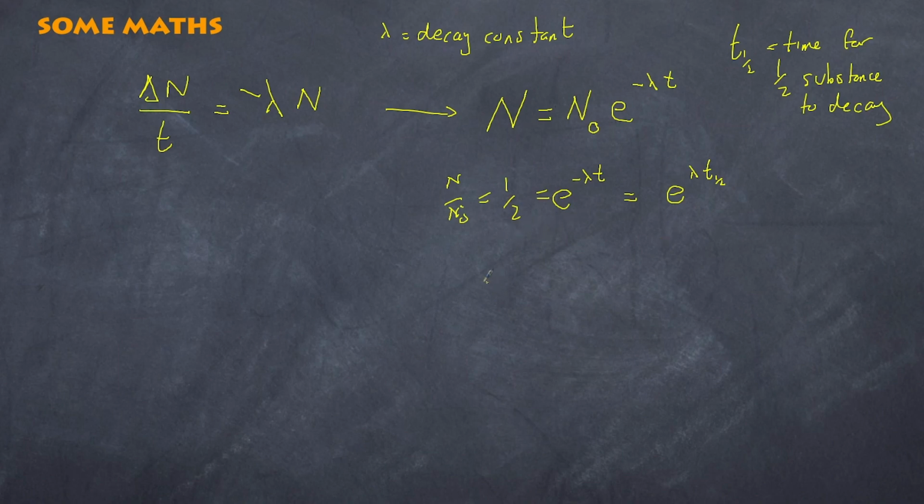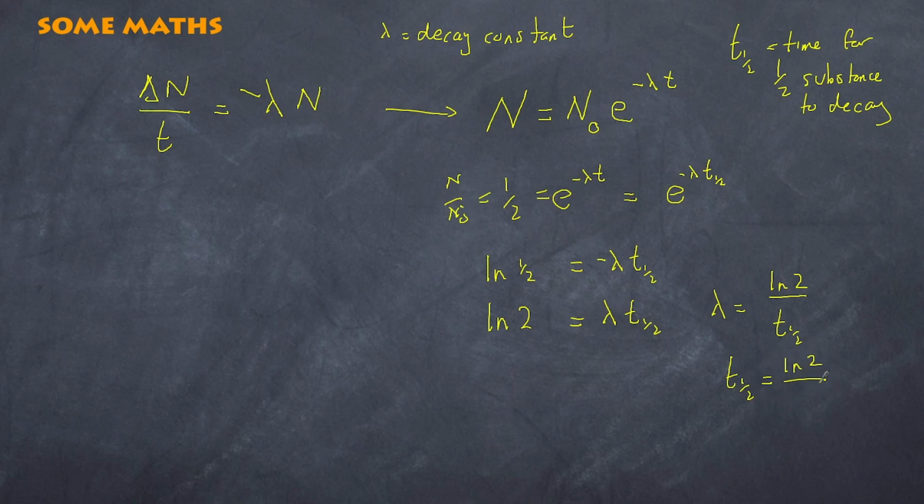If I now take the natural log of a half, I'm going to get negative lambda t to the half. Now because this is a half, then I can flip this, so to speak. So I get ln 2 is equal to positive lambda t to the half. And now you can see that my term of lambda becomes the natural log of 2 over the half-life. And of course, that can also be written this way, that my half-life is equal to ln 2 over lambda, which is my decay constant.